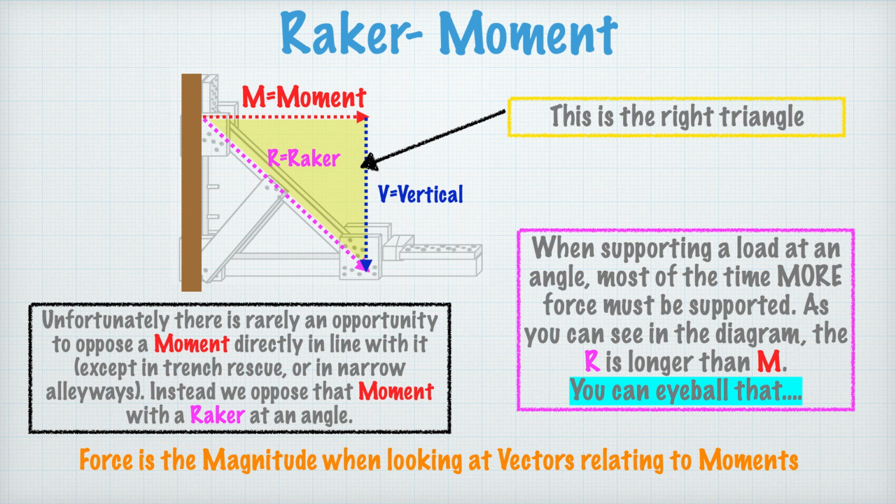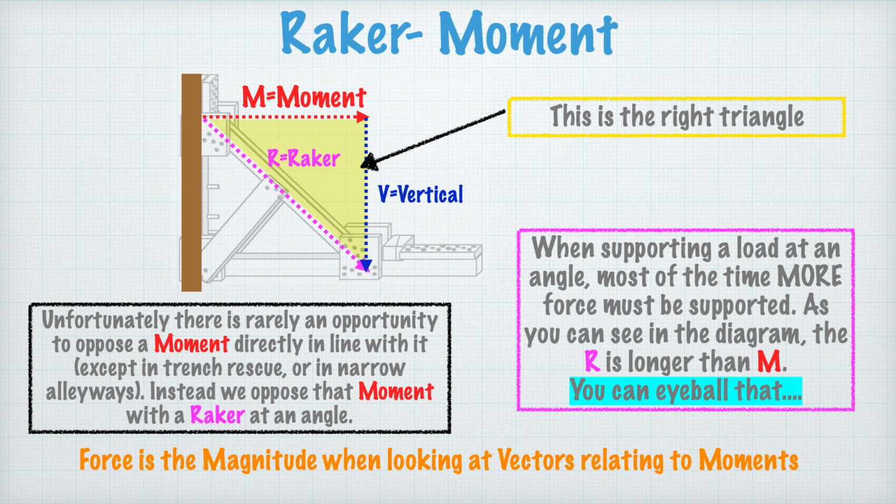And that's the case in almost all load supporting applications, is that you oftentimes have to support it at an angle. And when we do support something at an angle, then we are going to see more force generated on whatever that supporting mechanism is. And in this case, it's a raker leg to control whatever that force is. So we can just eyeball that. We can look at it.